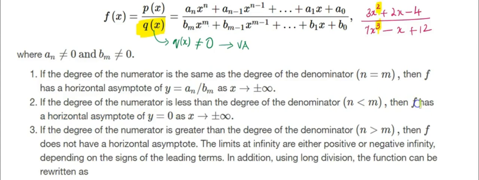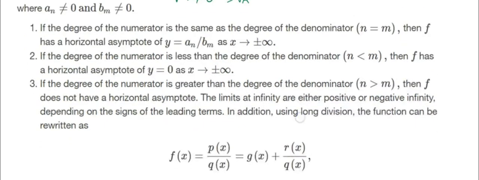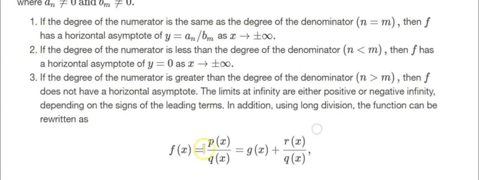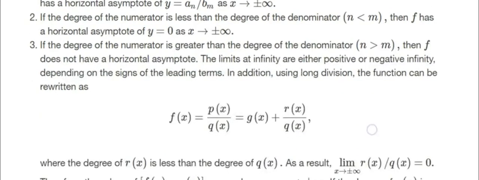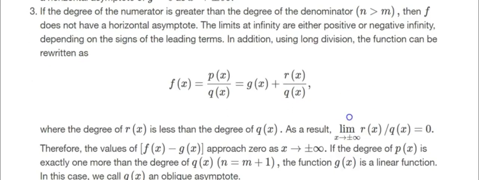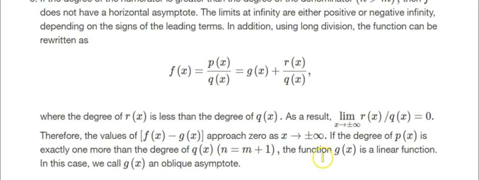the third condition. If the degree of the numerator is greater than the degree of the denominator, then there is no horizontal asymptote. The limits at infinity are either positive or negative infinity, and it depends on the signs of the leading terms. And then we also have to do long division, because you can write the function like this. When you do long division, you will get a function. And if your long division gives you an expression like this, then you can say that there is an oblique asymptote, if this g of x was a linear function.